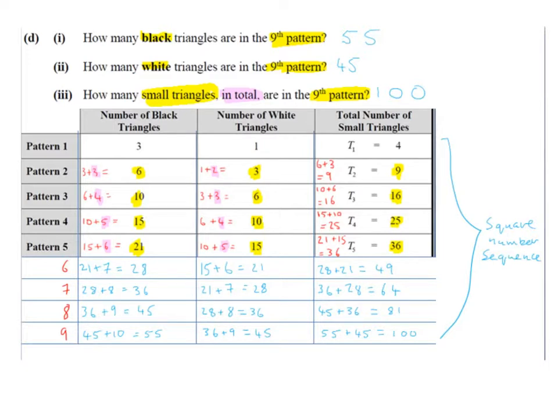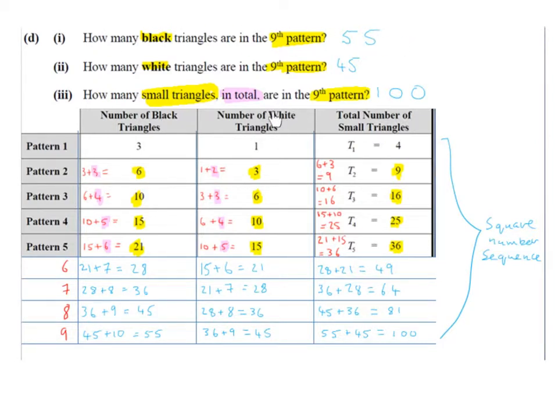So we noticed a pattern inside of our pattern. We noticed that for the number of black triangles, we started off with 3, then we added on 3 to get 6, then added on 4 to get 10, then added on 5 to get 15, then added on 6 to get 21. So now we're going to add on 7 to get 28, add on 8 to get 36, add on 9 to get 45, and add on 10 to get 55. So we went 3, 4, 5, 6, 7, 8, 9, 10. So in the ninth pattern, there's 55 black triangles.